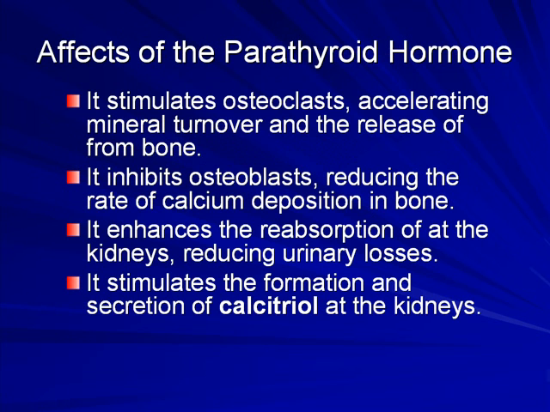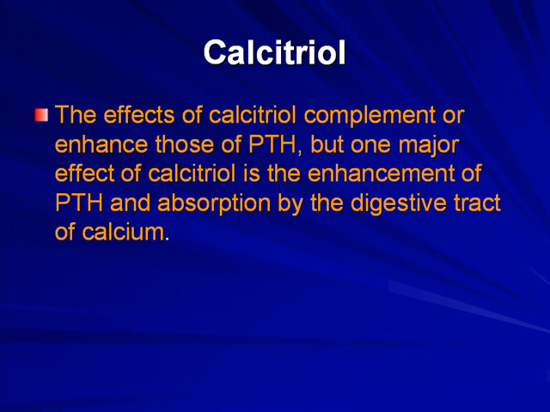They stimulate osteoclasts, accelerating mineral turnover, and inhibit osteoblasts. Osteoblasts lay down new bone, so this reduces the rate of calcium deposition in bones. It enhances reabsorption at the kidneys, reducing urinary loss. It also stimulates the formation and secretion of calcitriol at the kidneys. The effects of calcitriol complement those of the parathyroid hormone.